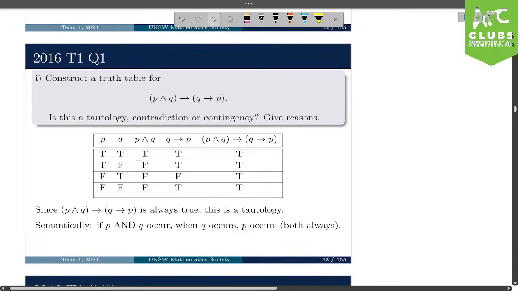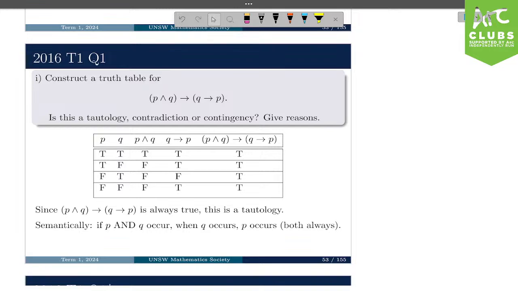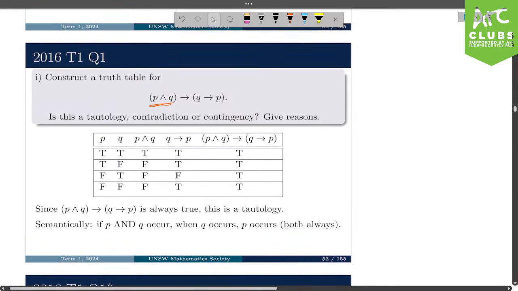Which is that we can deconstruct this semantically. Don't do this in an exam because they actually ask you to construct the truth table. But if you look at what this is saying, if P and Q is true, then Q implies P. It means if P and Q occur, then when Q occurs, which always happens, then P occurs, which always happens. That's always true. They're both happening when they both happen, of course. Nice. Any questions? Cool.